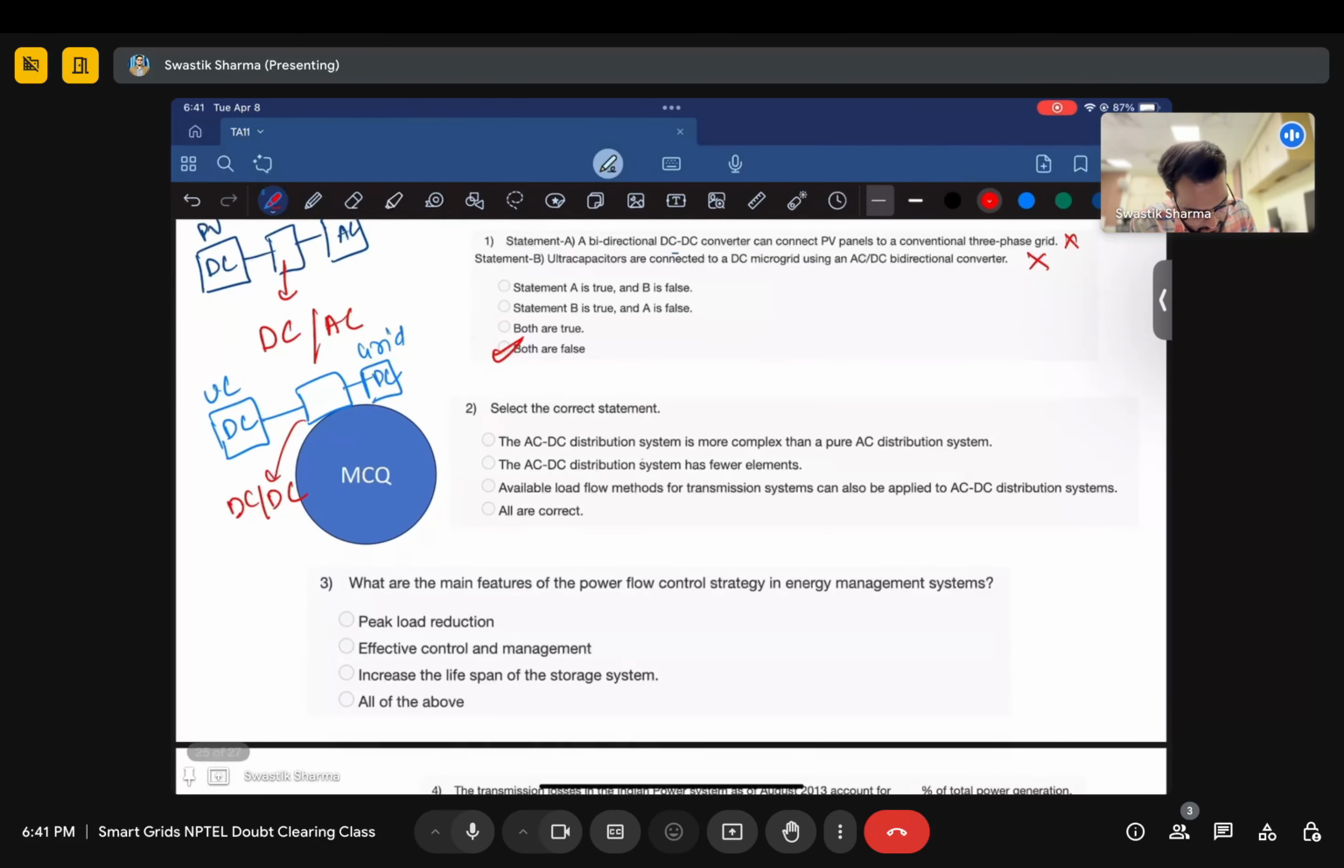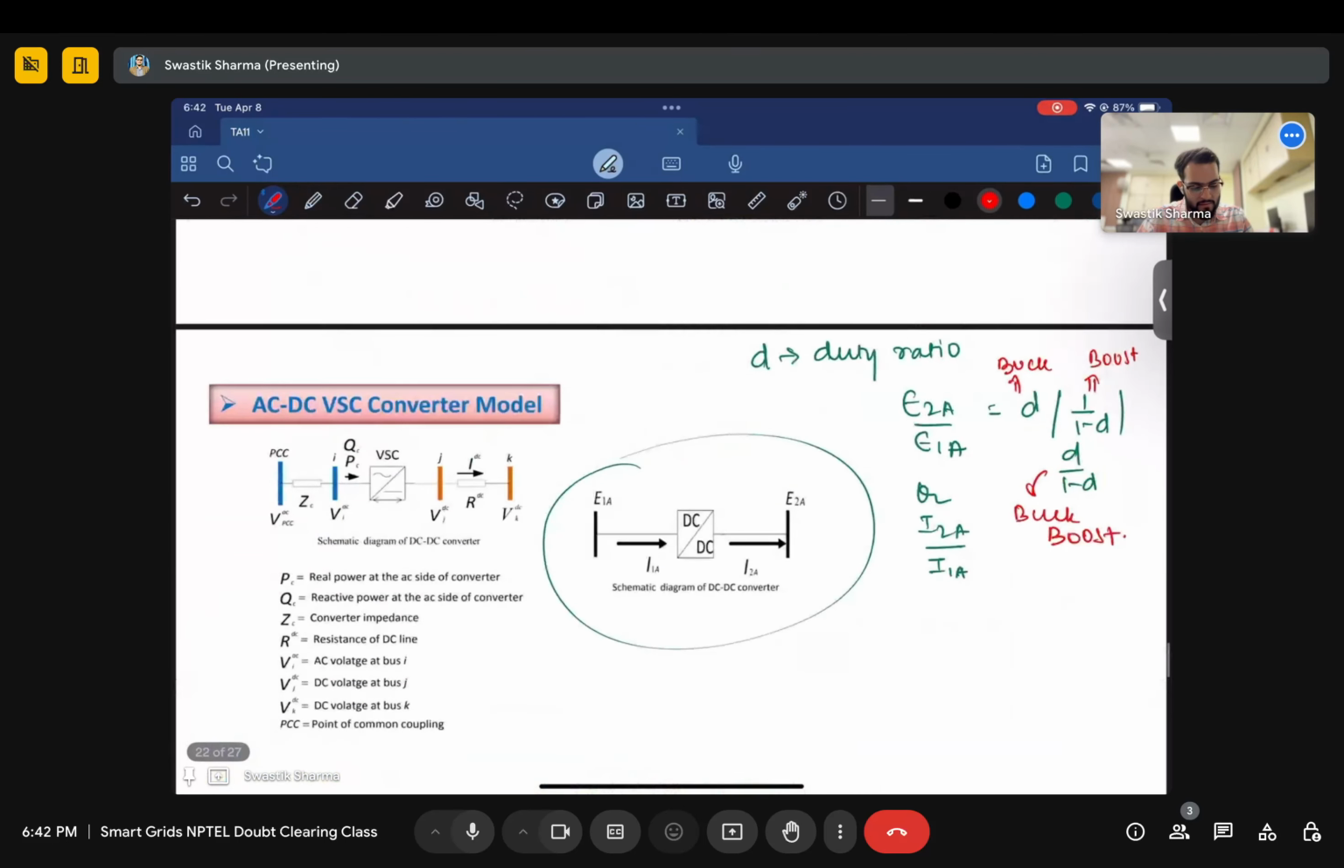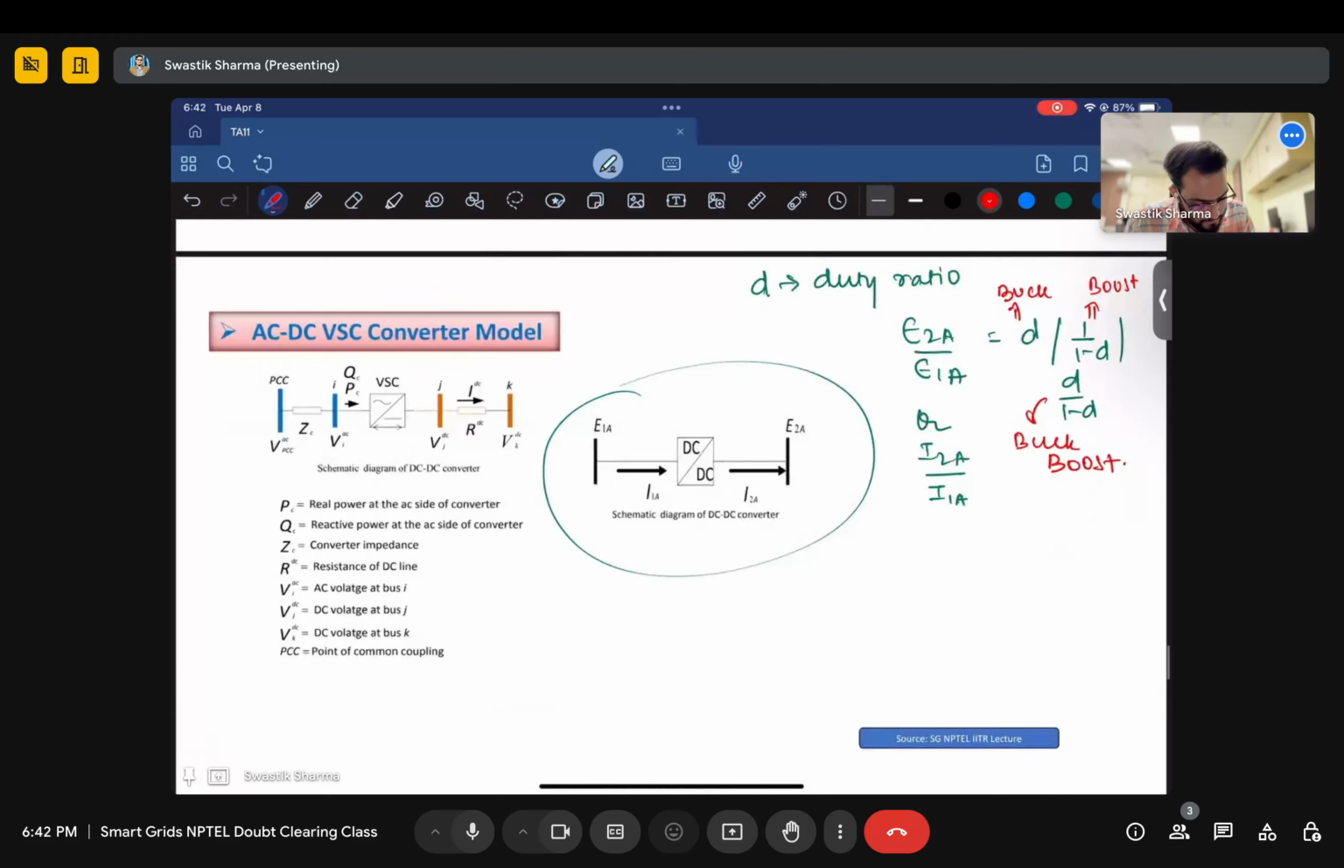Next, the AC-DC distribution system is more complex than a pure AC distribution system. Correct. So in an AC-DC distribution system, you have different DGs, right? You have too many conversion stages. You have voltage source converters. You have grid tied inverters and a lot of stuff, right? So inherently, you face challenges in modeling the load flow as well, right? In the AC-DC distribution system, you need to model the converters as well to be able to model the load flow, right?